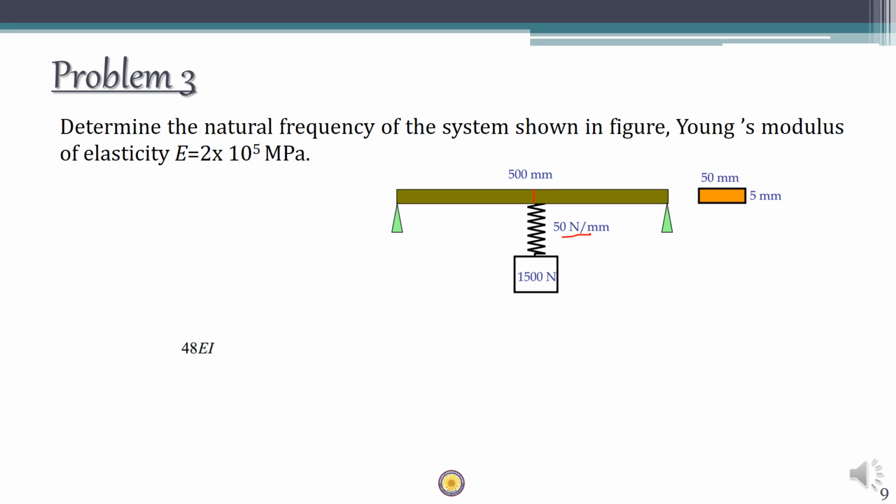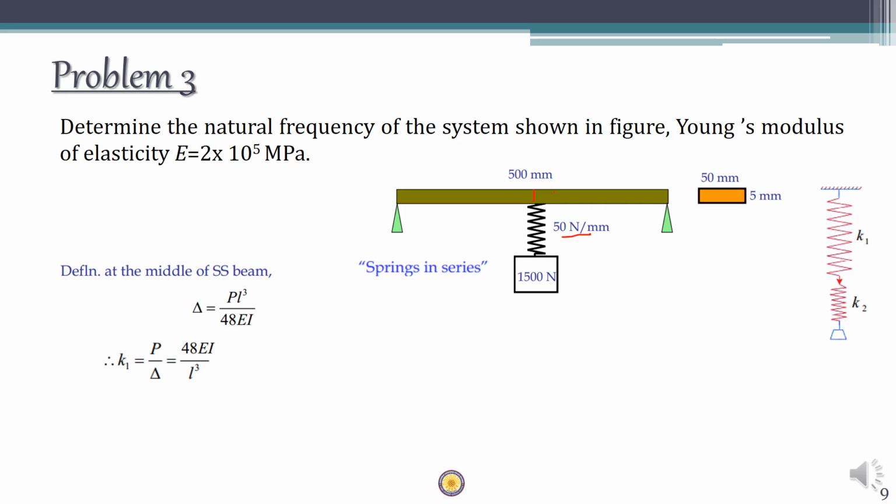In order to find the stiffness of the beam, you have to know the displacement at the center of the simply supported beam due to a point load at the center. That delta is nothing but WL cubed by 48 EI, or PL cubed by 48 EI. So K1 is nothing but P by delta, so K1 is 48 EI by L cubed.